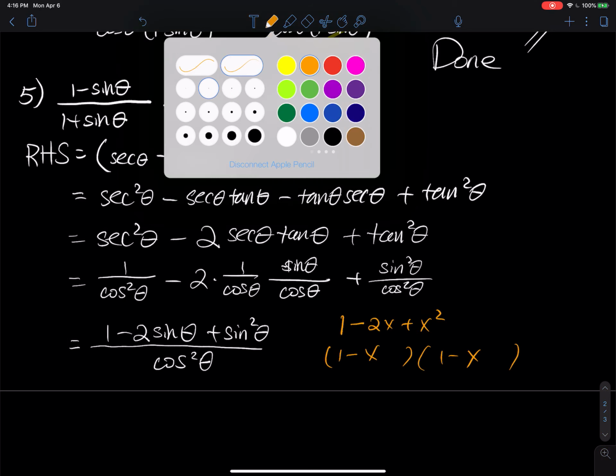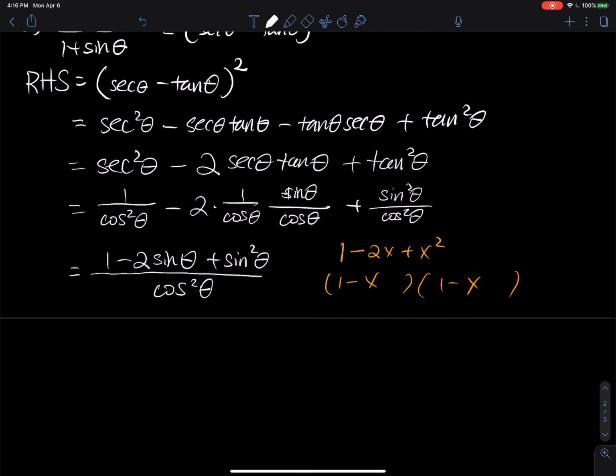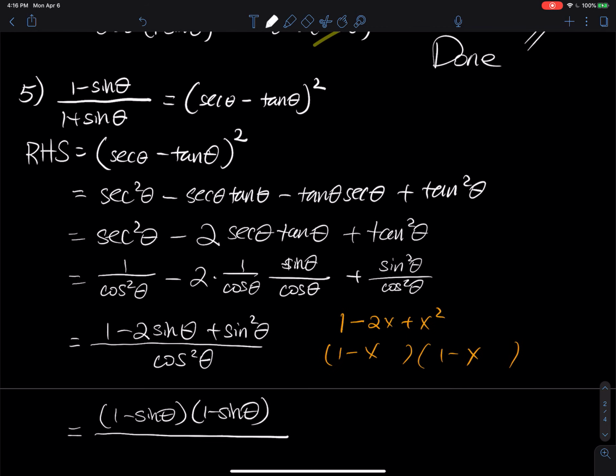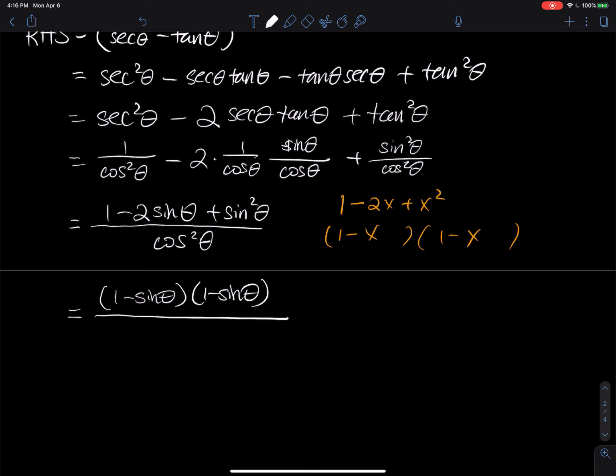So put this back to our problem. We don't have x. We have 1 minus sine times 1 minus sine divided by cosine square. I can't have cosine. Take a look at the left side. No cosine. To make some sine out, I have to do 1 minus sine square. This is a Pythagorean identity. 1 minus sine square, right?